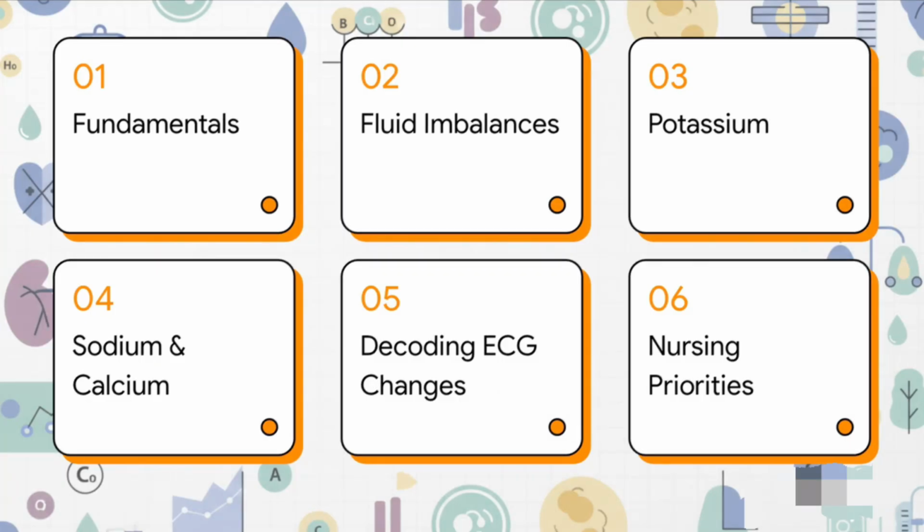Okay, so here's our game plan for this session. We'll kick things off with the absolute fundamentals. Then, we'll dive into fluid volume imbalances. After that, we're zoning in on potassium. We'll talk about why we call it the cardiac king. Then we'll cover sodium and calcium, decode some key ECG changes, and finally, wrap it all up with your top nursing priorities. Let's get started.